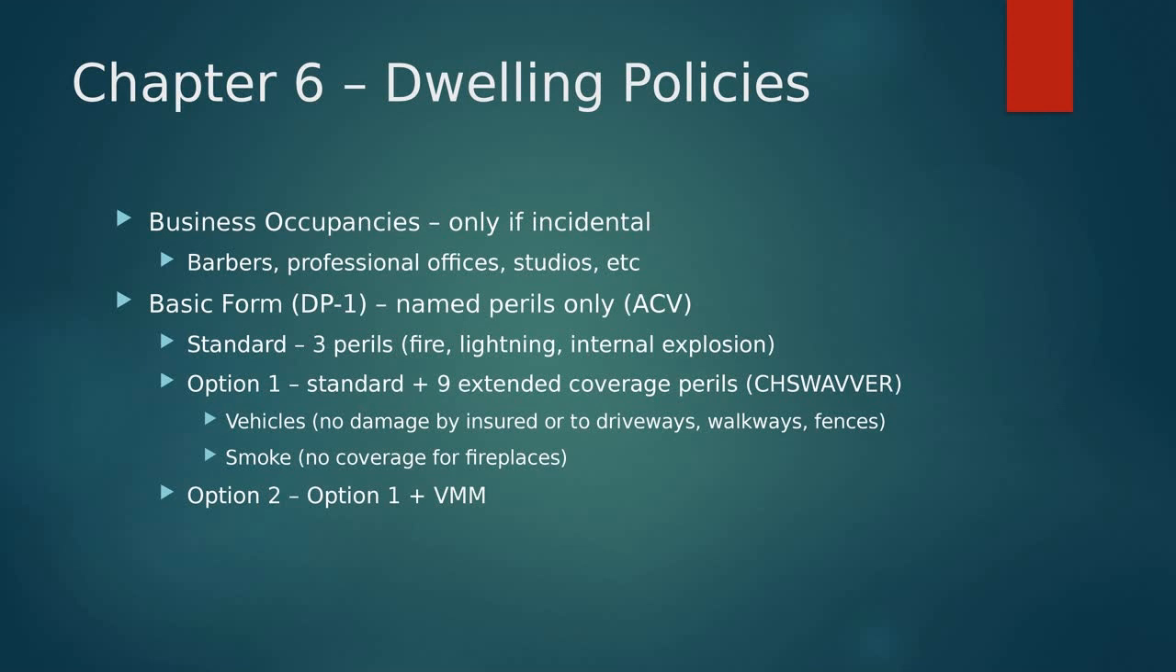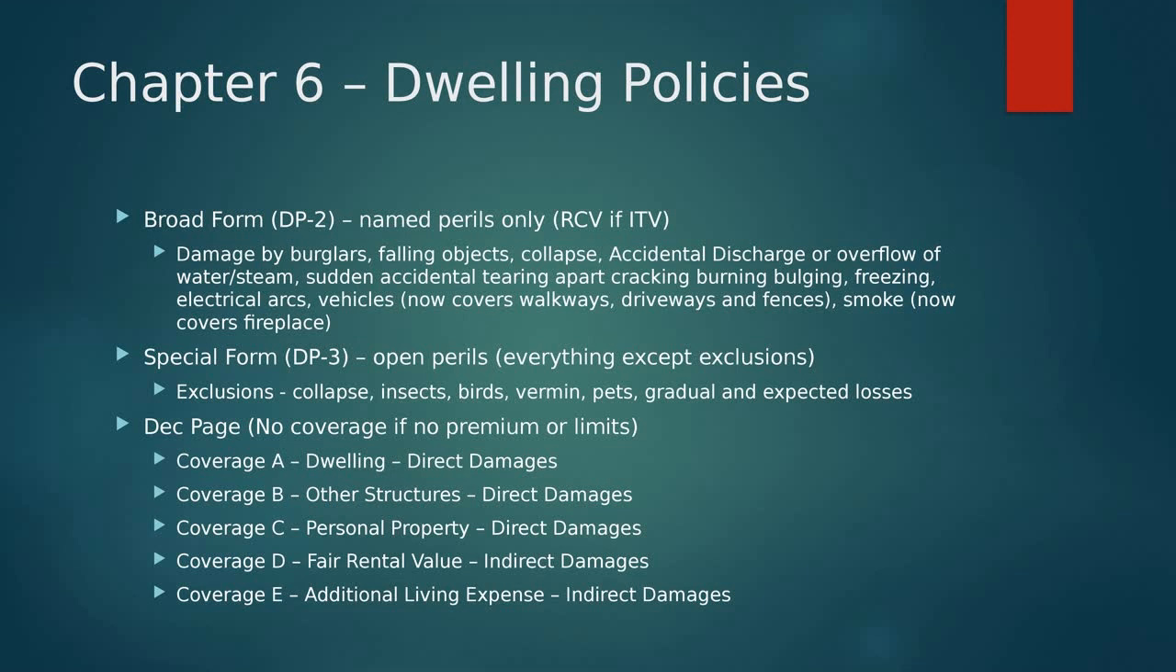There's a chart there on the top of page 71 that will help you sort out and remember which perils are covered under which sections of our DP1 basic form. So, going up the ladder for broad form DP2, this is also named perils only, but for the structure, it will be replacement cost value if the policy has been kept to the insurance to value ratio that we just went over in the last chapter.